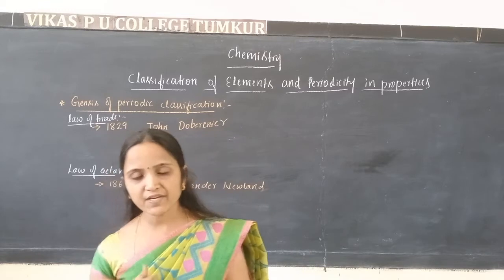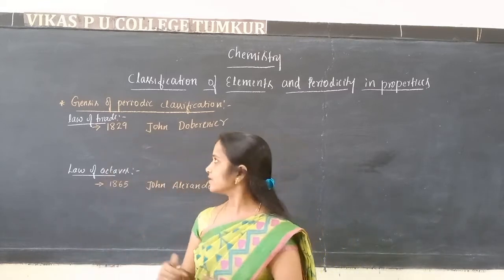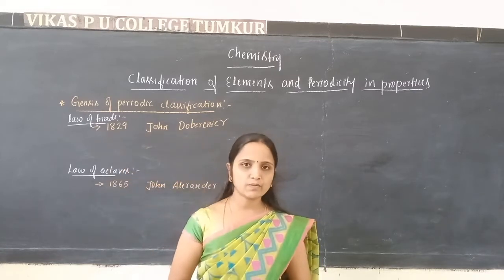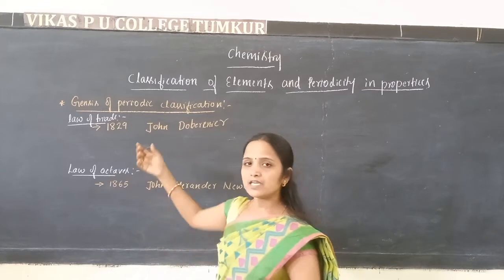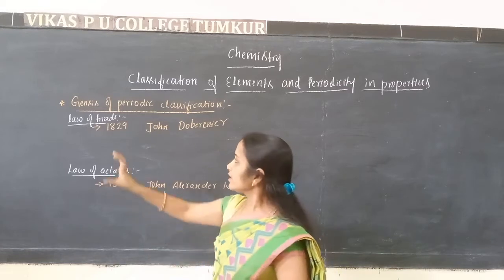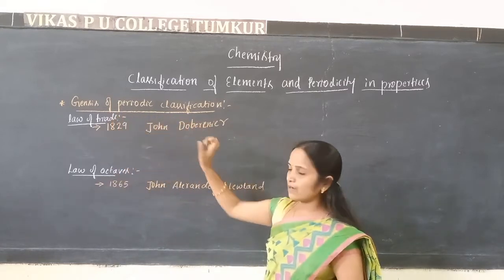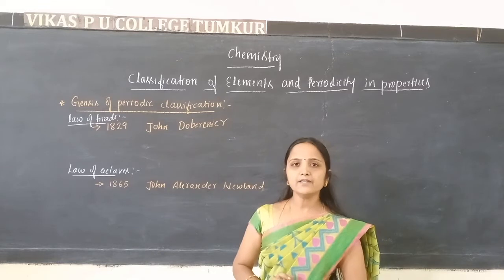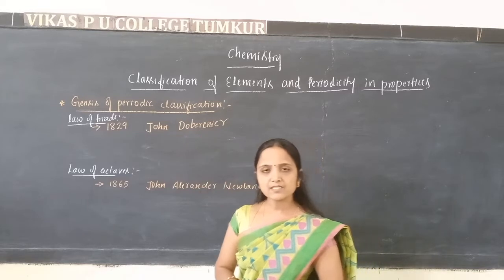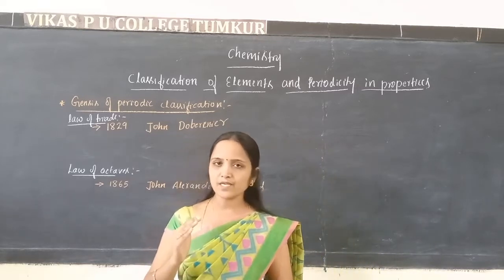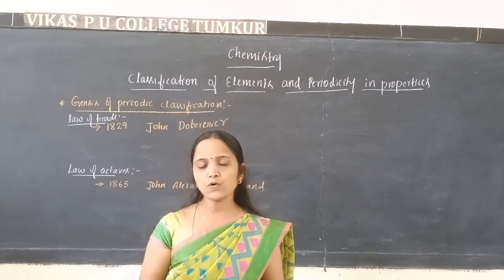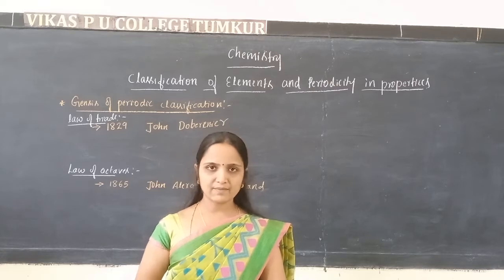This is the classification done first by John Dobereiner in the year 1829. He proposed the law, that is the law of triads. This law states that the average atomic mass of the first and the third element is equal to the atomic mass of the middle element.